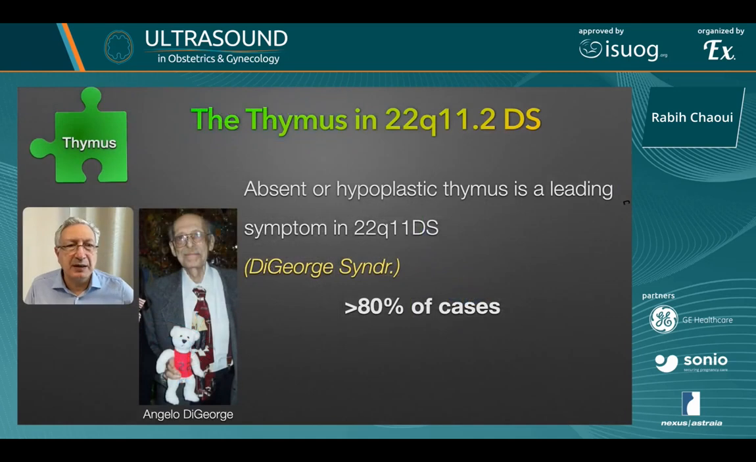This part is the thymus. You see this person, this is DiGeorge, a pediatrician who was the first to describe that thymus aplasia is associated with this disease, and this is why the disease was called DiGeorge syndrome for years. But we know in the meantime it is present in 80% of the cases. So when you discover an absent or hypoplastic thymus, think of this condition.